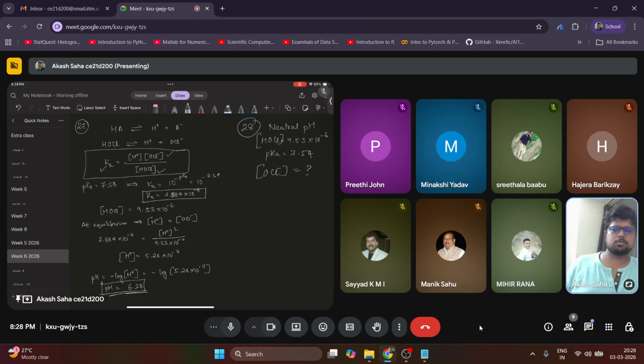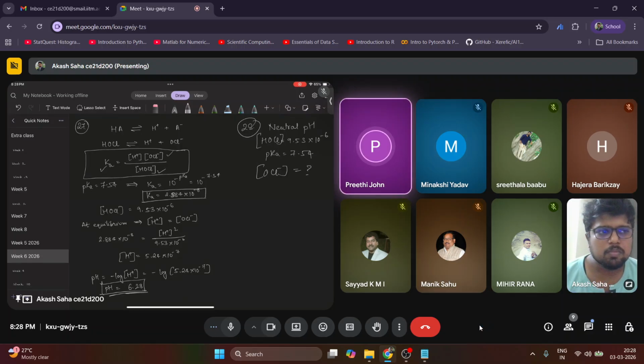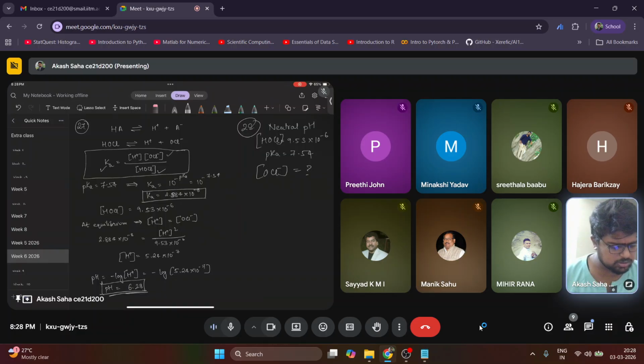So how will we do this? Any idea? OCl total will be equal to the concentration of HOCl plus OCl minus concentration. No, I am saying you just have to find out OCl minus. Here the only change in the question is that it is at neutral pH. That's what they are changing. Rest everything is the same.